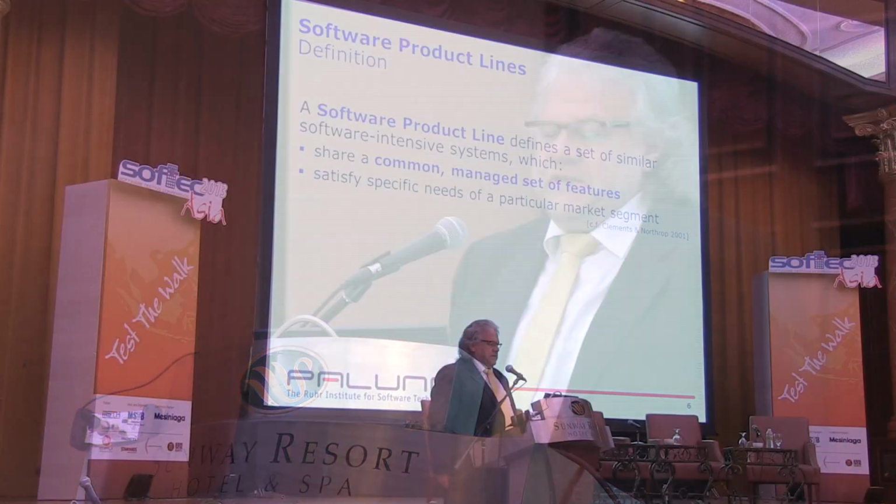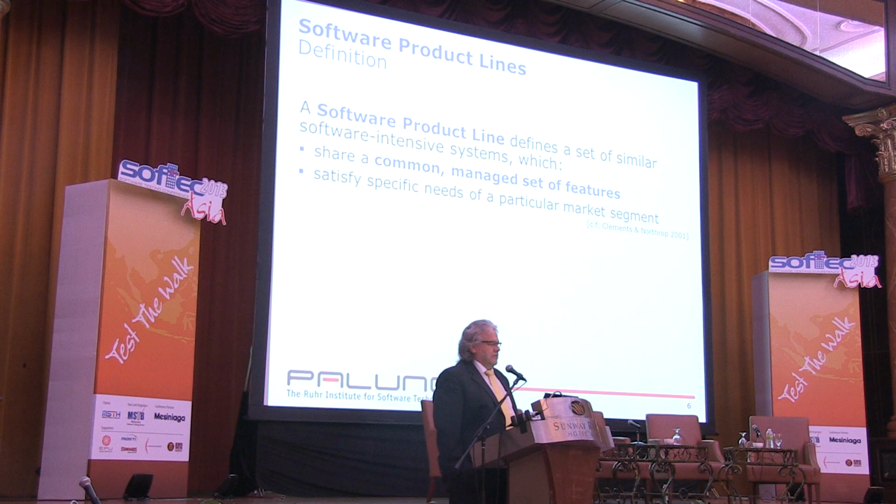So what is product line variability? Product lines. Linda Northrop was the managing director of the Software Engineering Institute at Carnegie Mellon. They wrote the first book about this in 2001, and they define a software product line as a set of similar software-intensive systems. Of course, if they are not similar, they can't have a common core, which share a common managed set of features. What is a feature?